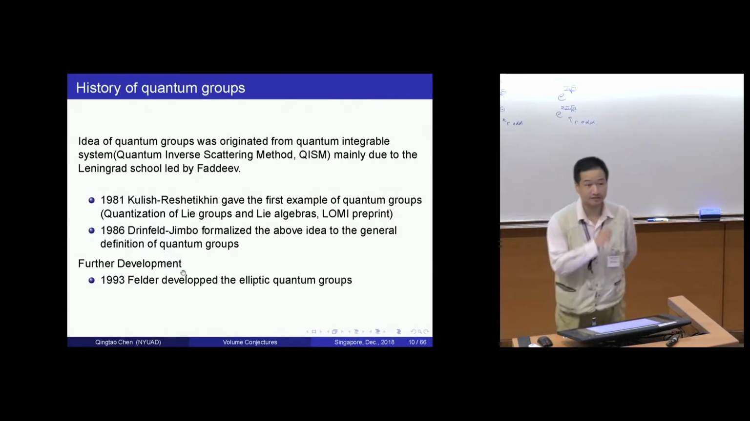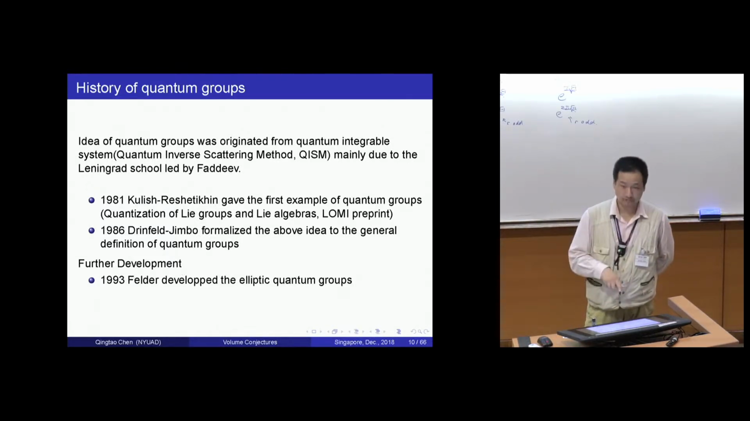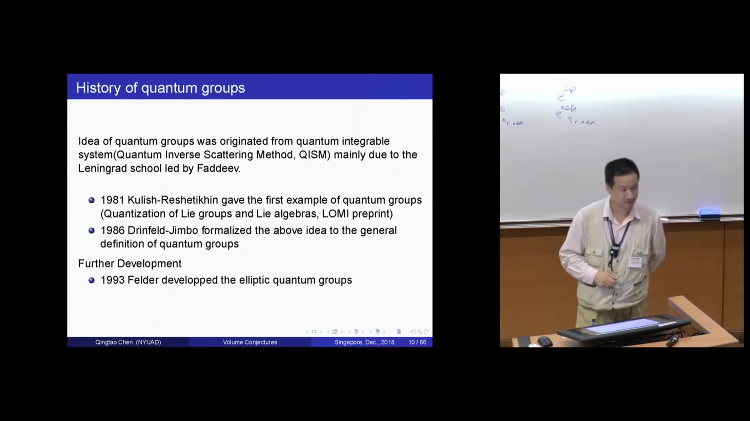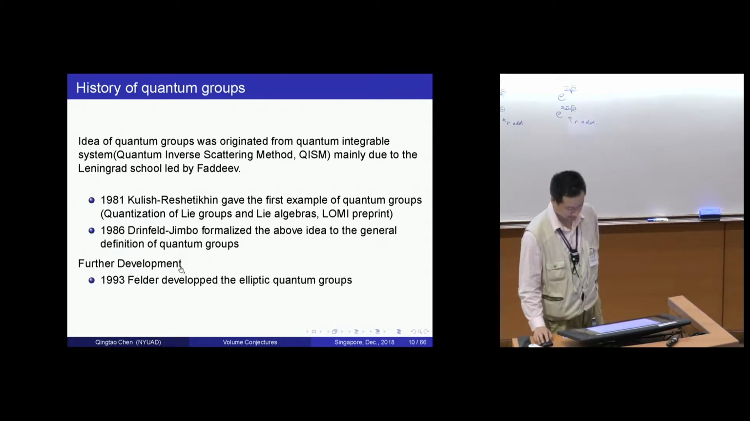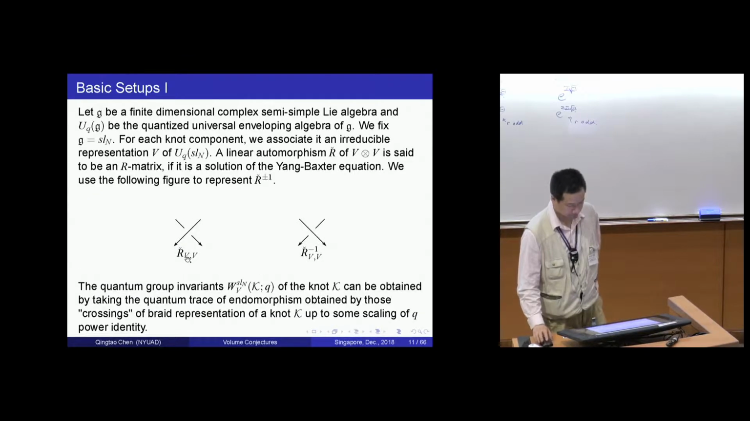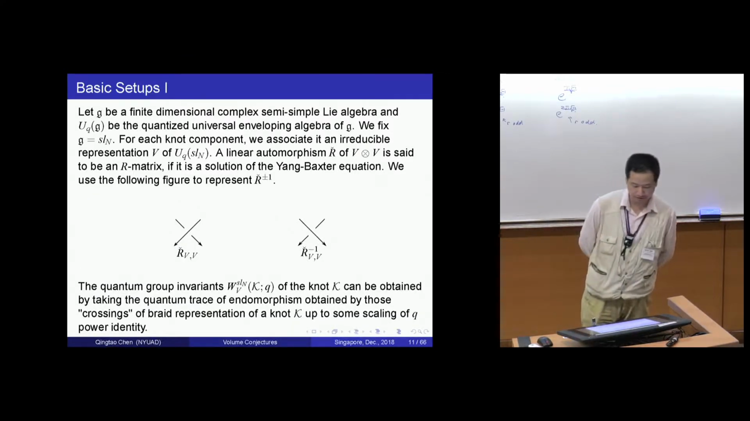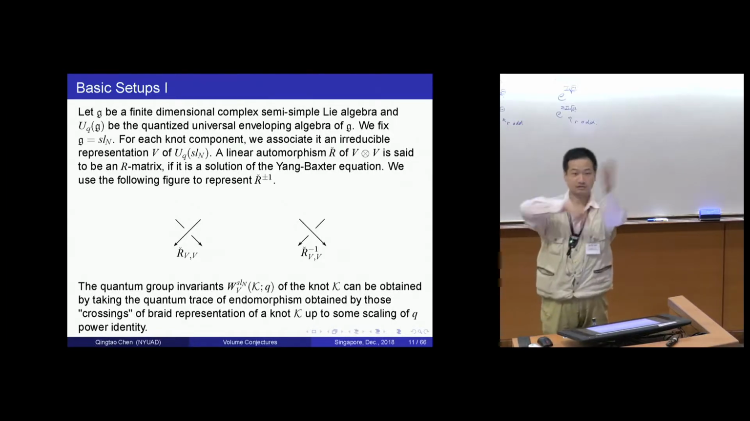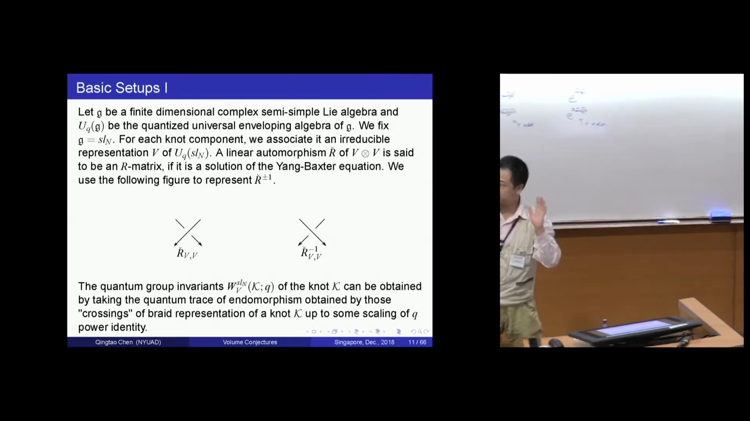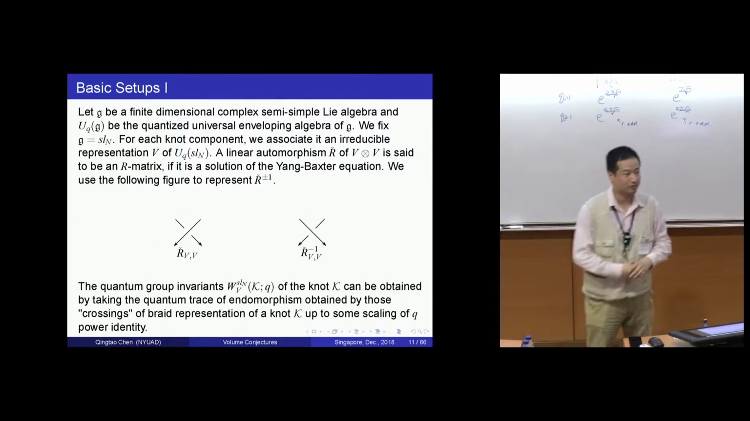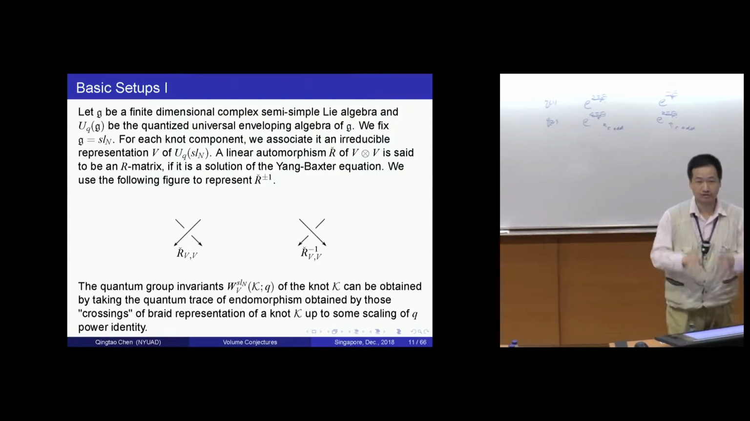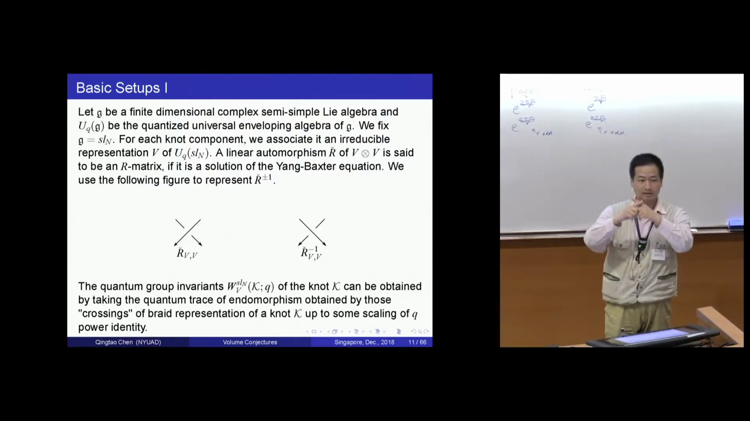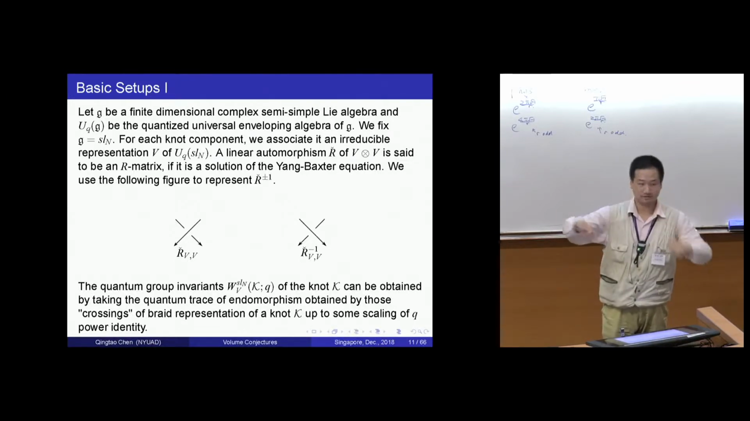Previously, I think in your talk, you used Felder's construction to study four-dimensional quantum Chern-Simons theory. This is also some basic setup. Basically, you have a knot in three-dimensional space. Then you put a light to project it onto the two-dimensional wall. Then you have a lot of crossings, positive crossings and negative crossings on the wall.